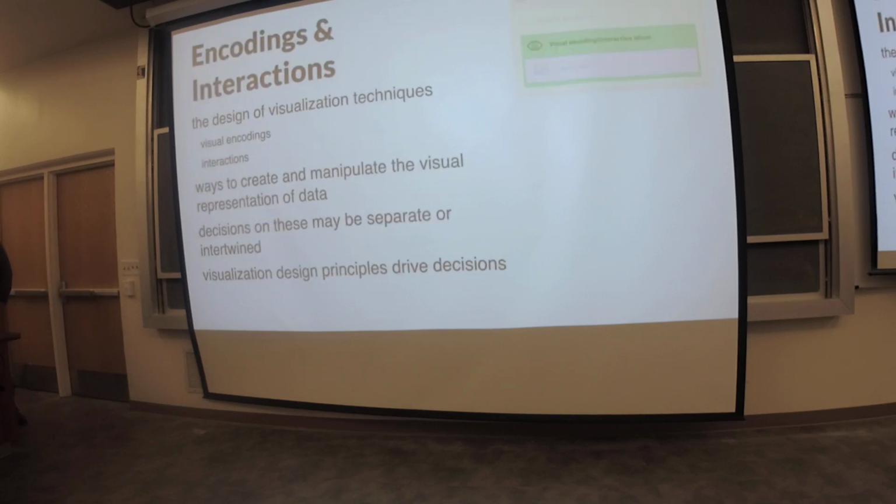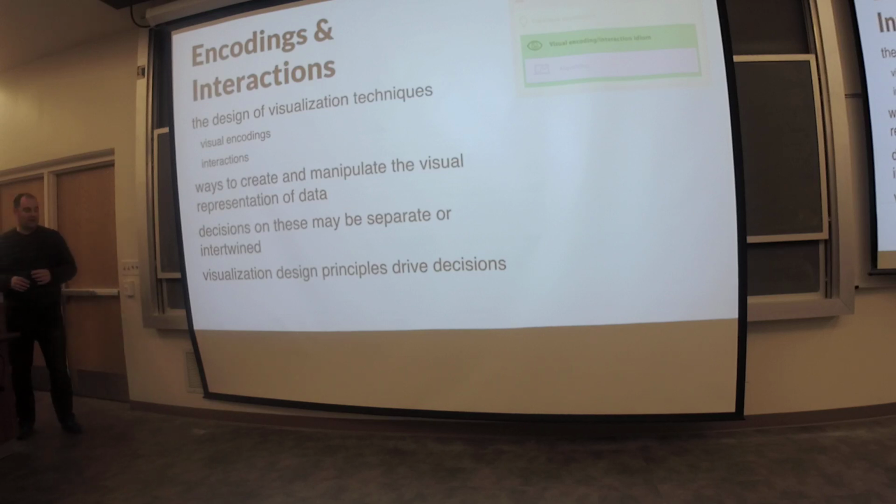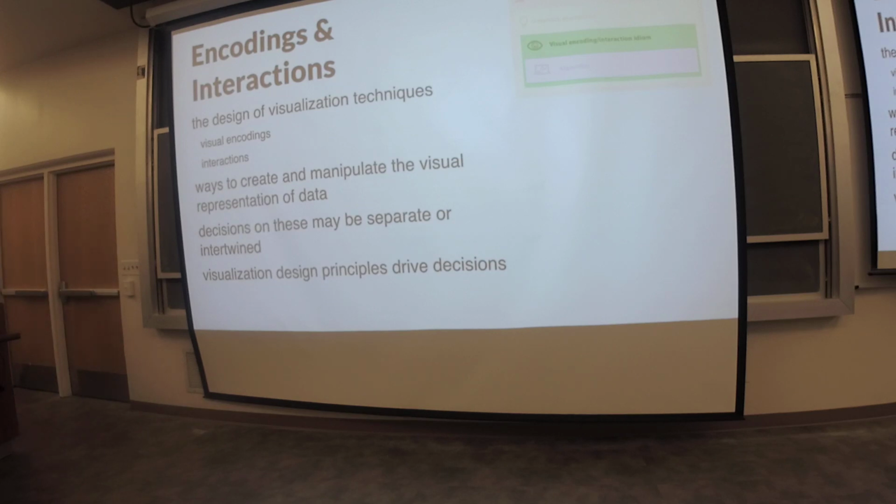Okay, and if we then want to build encodings and interactions, it's really about all of the stuff that we talk a lot about in this class. It's the design of the visualization techniques, the visual encodings and interactions, and of course ways to create and manipulate the visual representations. And all of these decisions may be separate or intertwined between different aspects, and we can use visualization design principles to drive the decisions here. We can use everything we know, like what is good practice, what are appropriate visualizations, what are good perceptual principles, and apply that to create these encodings and interactions.